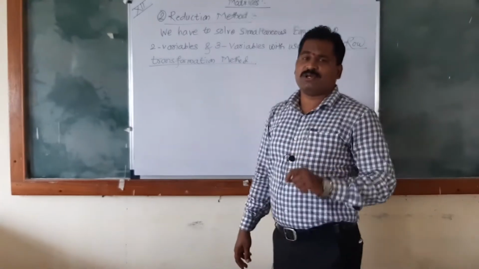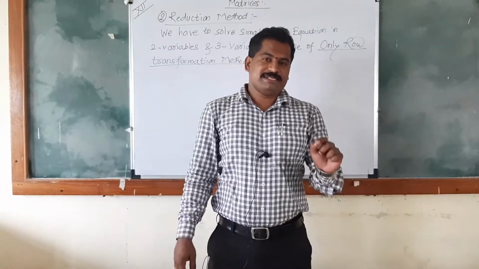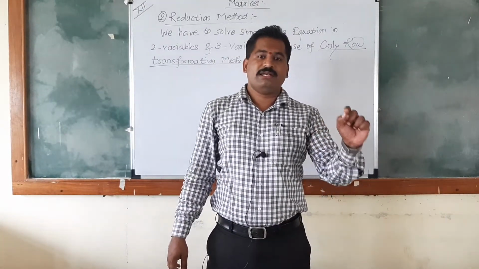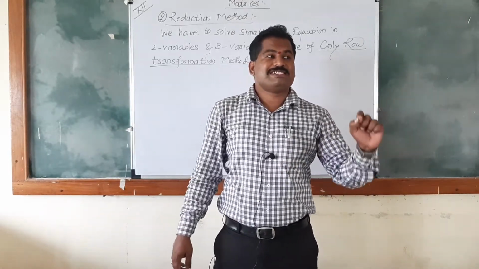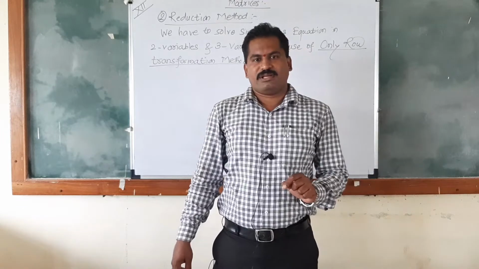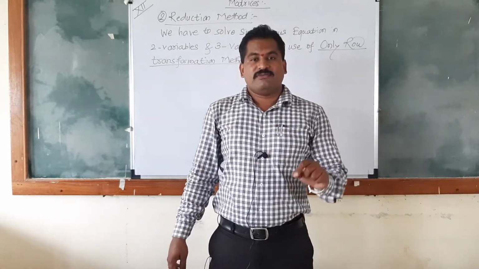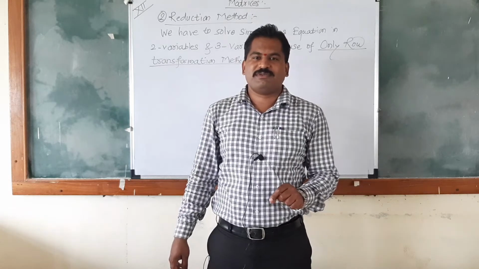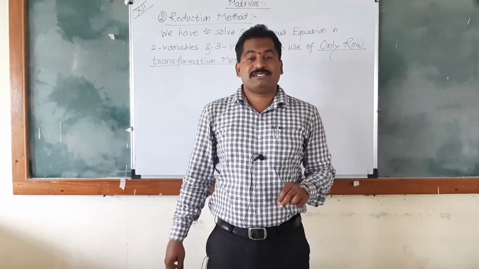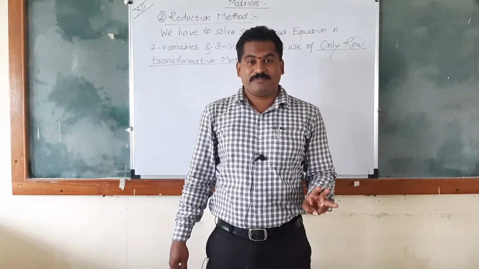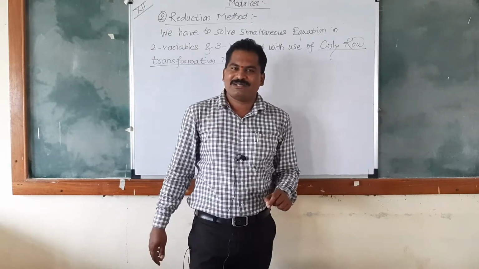This question is also asked in the MHT CET exam. In the reduction method, which transformation is used? First option is row transformation method, second option is column transformation method, third option is both transformation, and last option D, none of these.